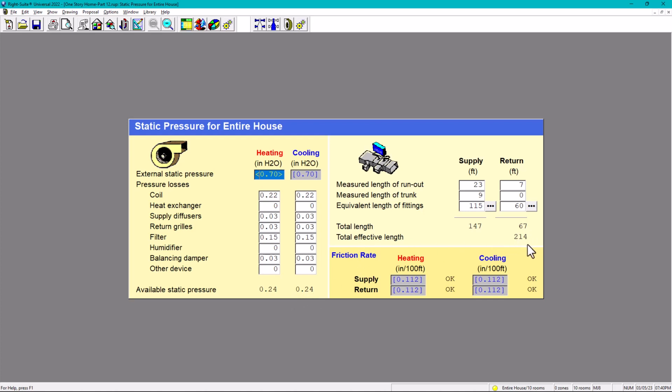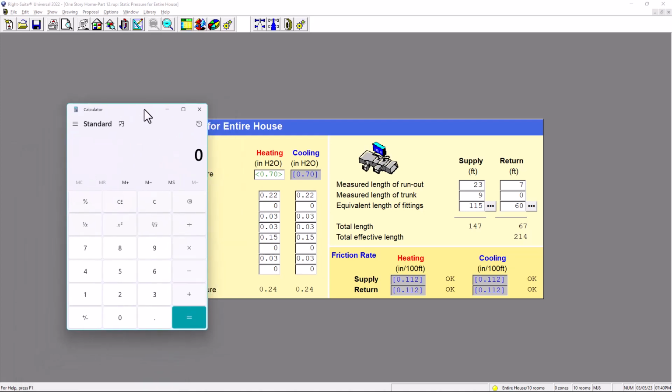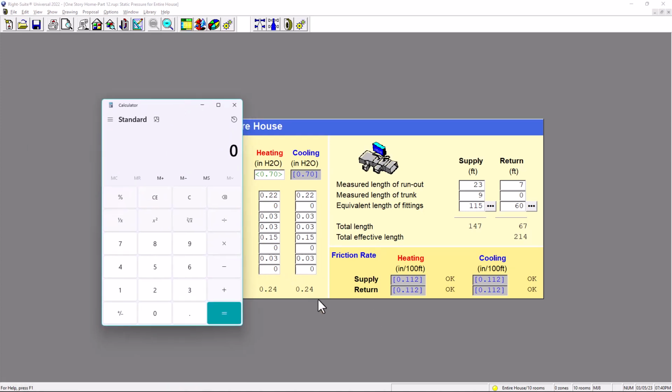Since we have the available static pressure of 0.24 and the total effective length of 214, let's double check if this is going to give us the friction rate. I'm also going to make another video based on that. So let's do this calculation. We have the left side and the right side, right here and right here. The friction rate is the available static pressure, 0.24, divided by the total effective length, 214, and that's going to be my friction rate per foot.